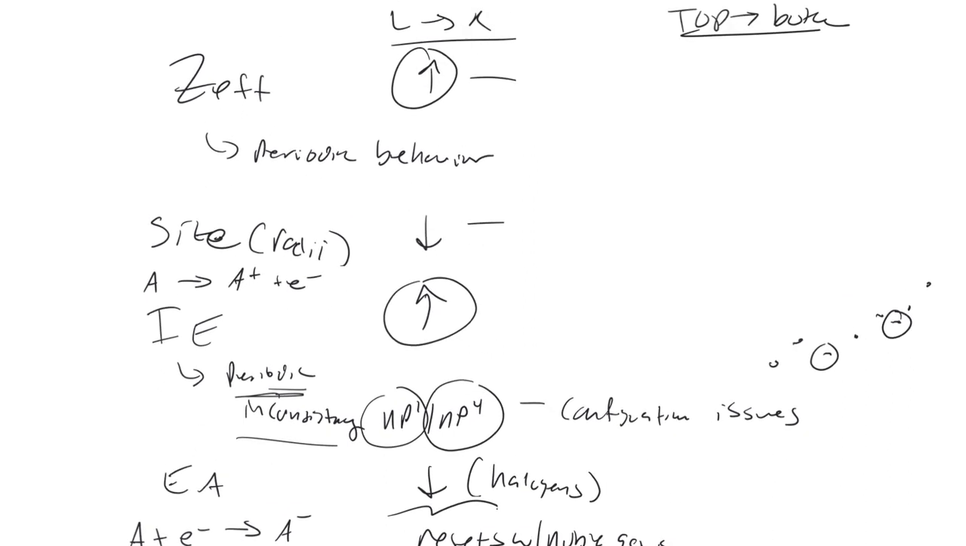Okay, so now let's think through the top to bottom trends. The effective charge, you get a slight increase from top to bottom. This trend is a little bit tricky to understand. The two ways I like to think of it are, either A, as you imagine a bigger element like cesium. Cesium has a core that's pretty big.